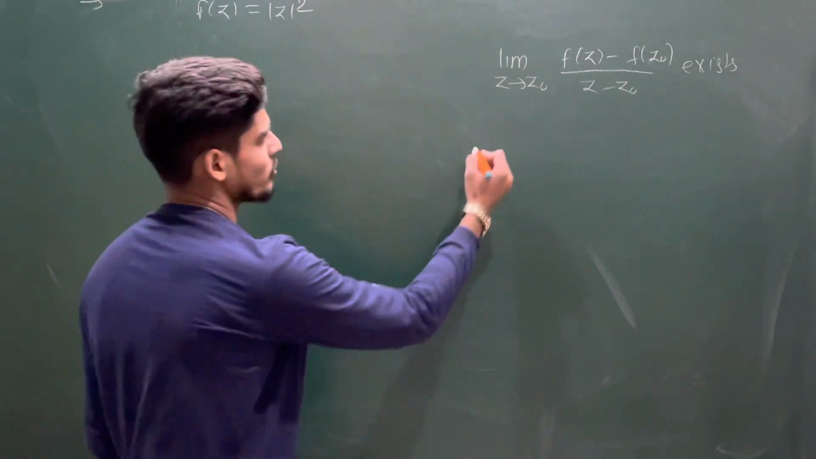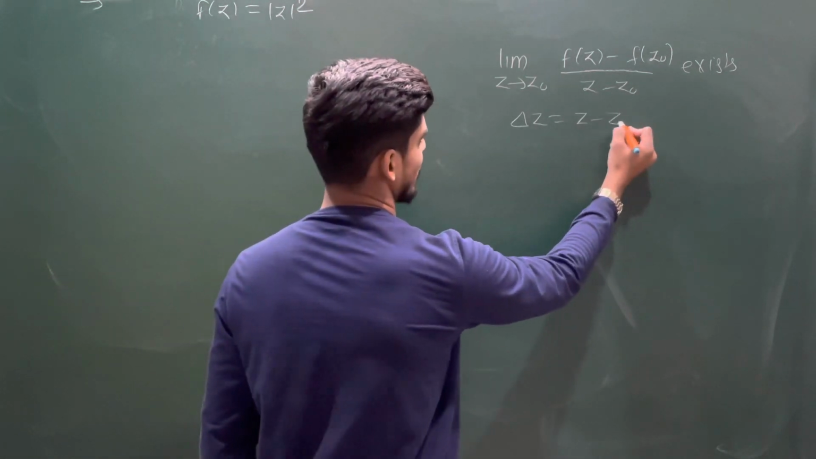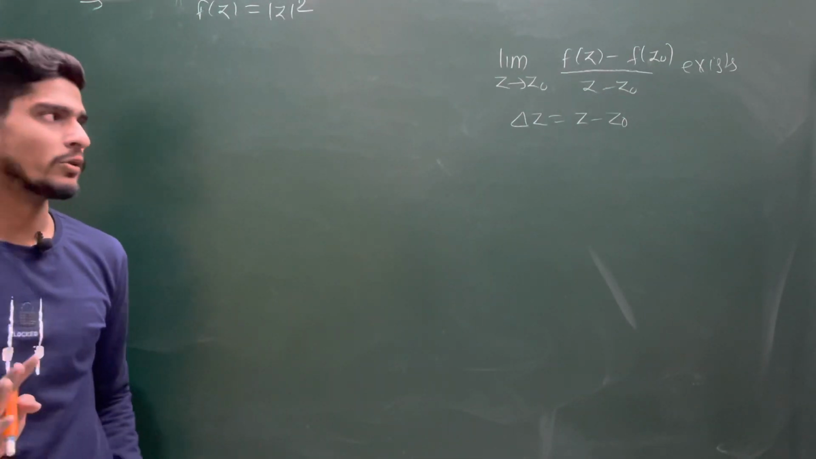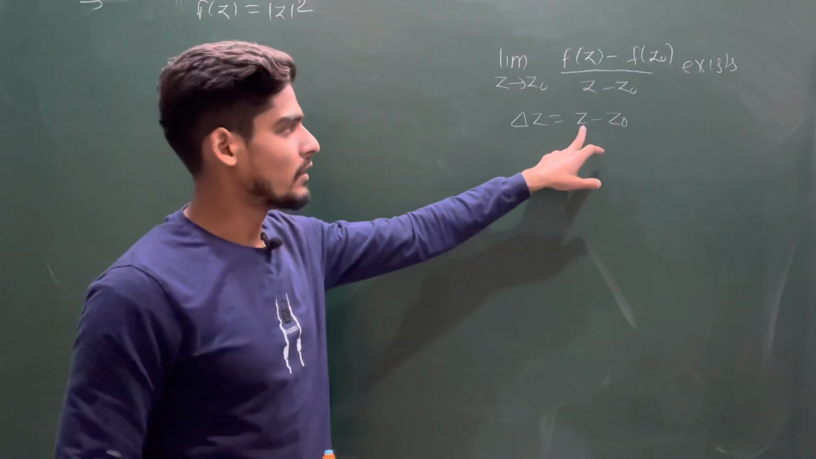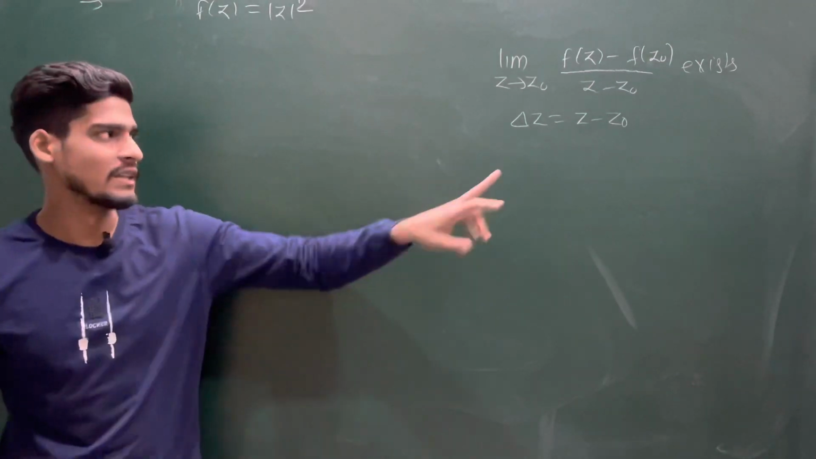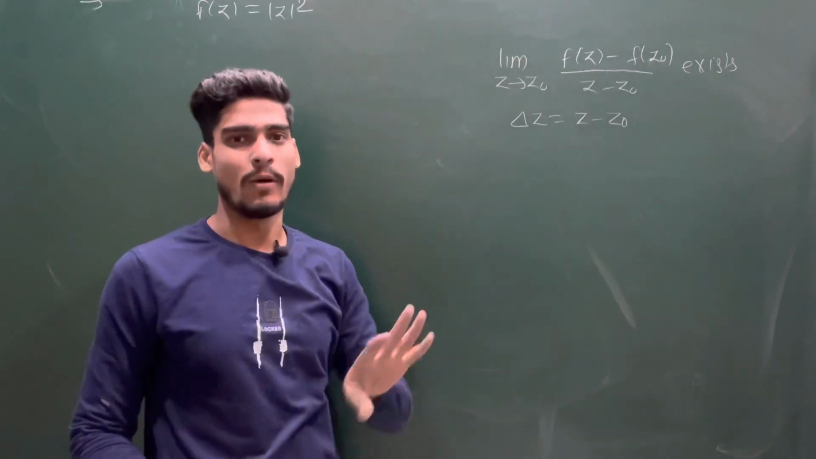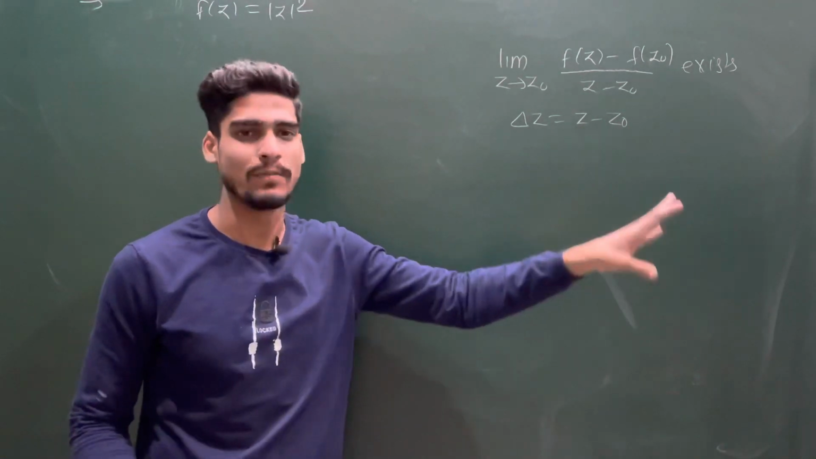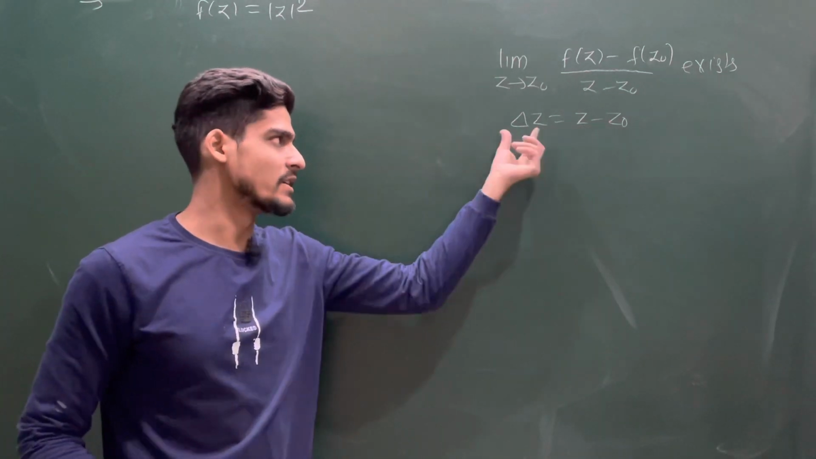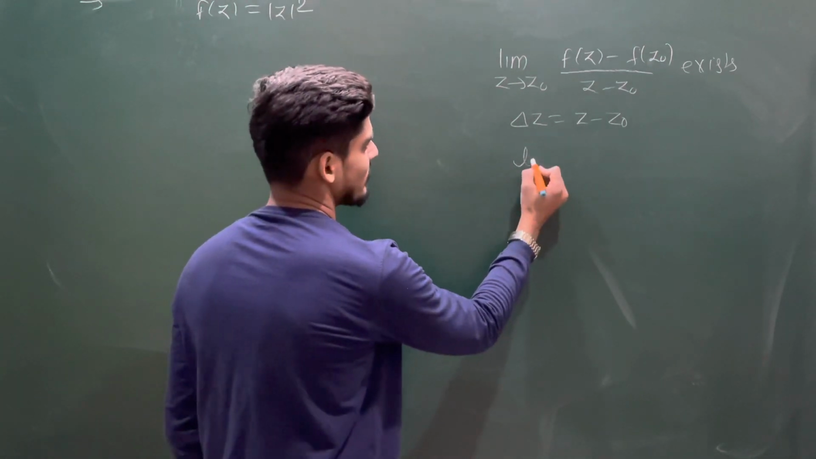Can I use this? Delta z is equal to z minus z naught. In real analysis, what you do, you define your h to be x minus x naught, and you take your h to be a positive one. But in this scenario, you cannot choose your delta z to be positive because z minus z naught is a complex number. So there is no guarantee that it is positive or negative. So you are defining a difference. z minus z naught is the same as delta z. So if you replace this, then you can see this.